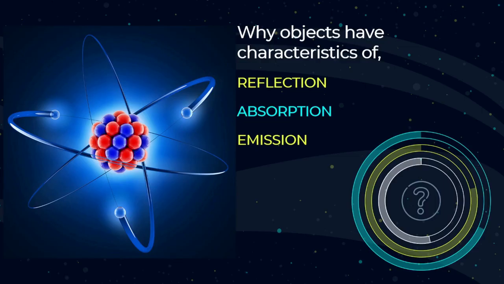Actually, why does an object have particular characteristics of reflection, absorption or emission? In order to answer that question, one has to study the relationship between molecular, atomic and electromagnetic radiation. So in this video, I will briefly explain the interaction between a hydrogen atom and the absorption of electromagnetic radiation, for simplification of the study.